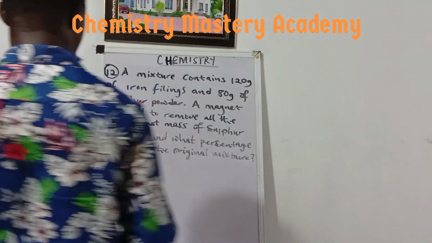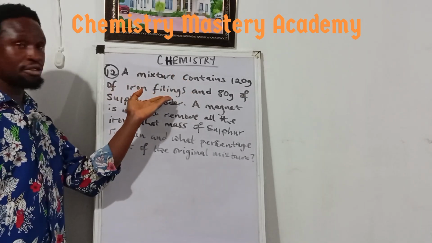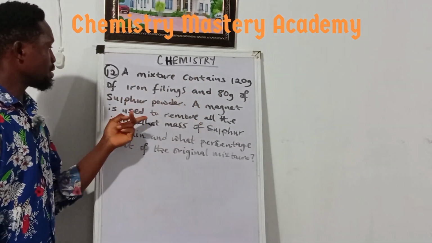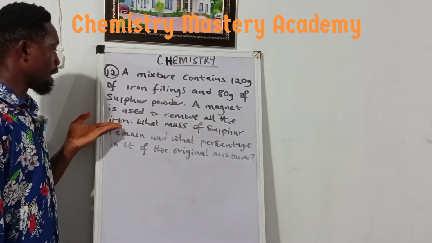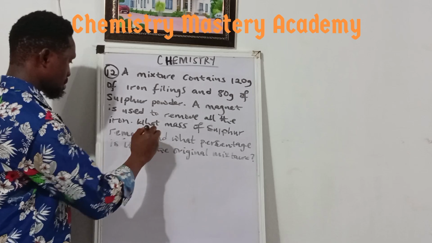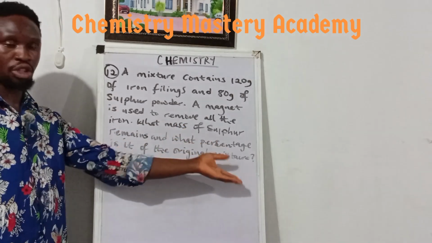Okay, let's look at this. Number 12. A mixture contains 120 grams of iron filings and 80 grams of sulfur powder. A magnet is used to remove all the iron. What mass of sulfur remains and what percentage is it of the original mixture?